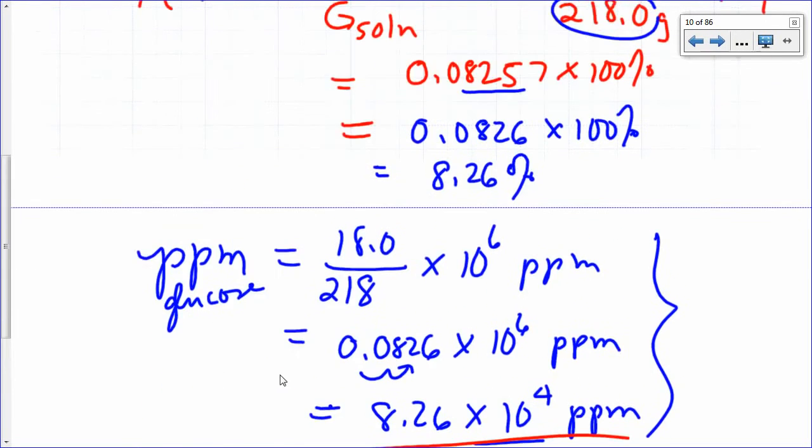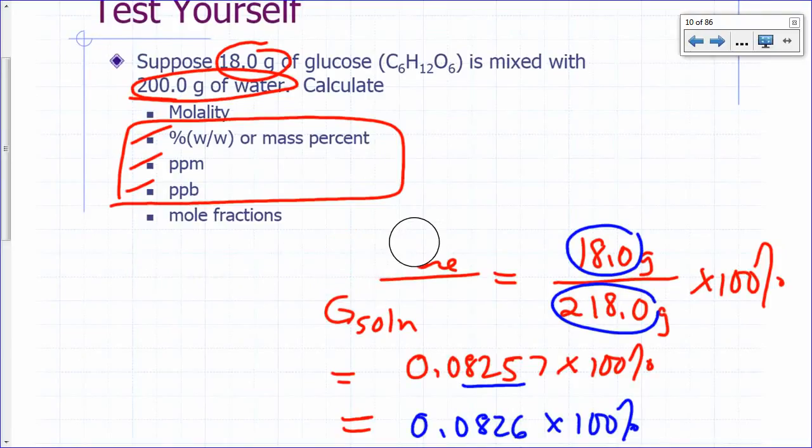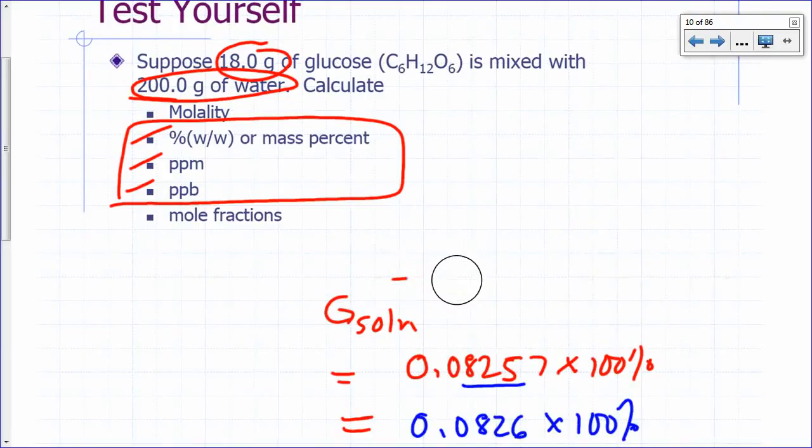Okay. How about molality? Let's do molality.